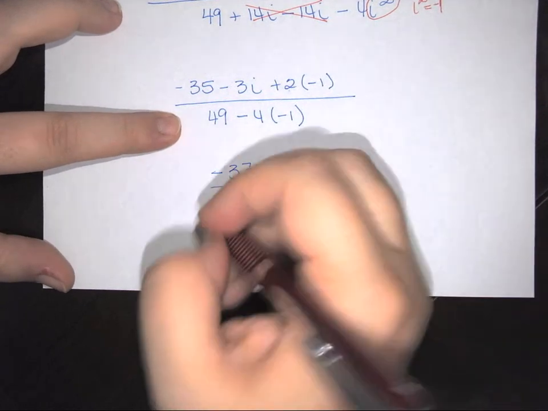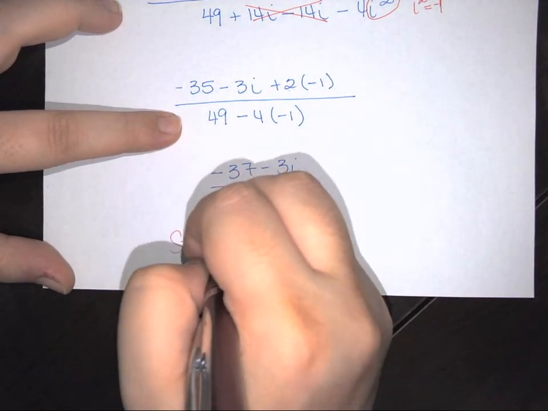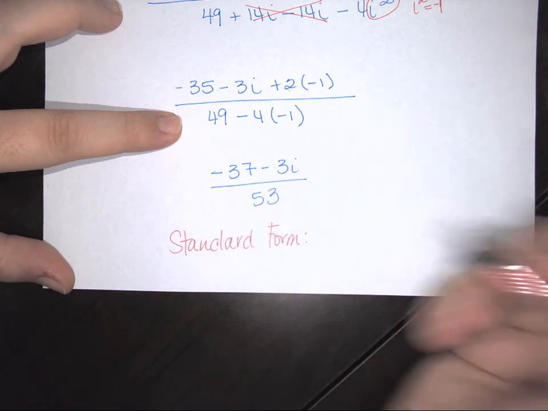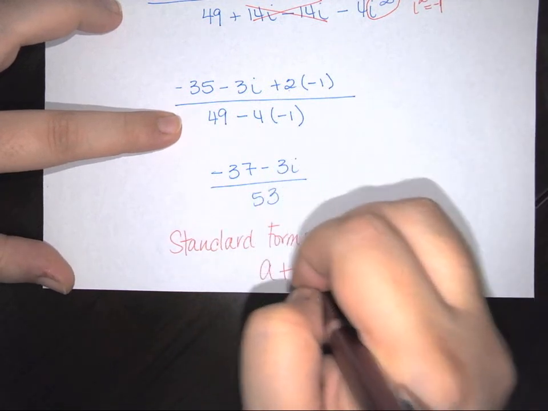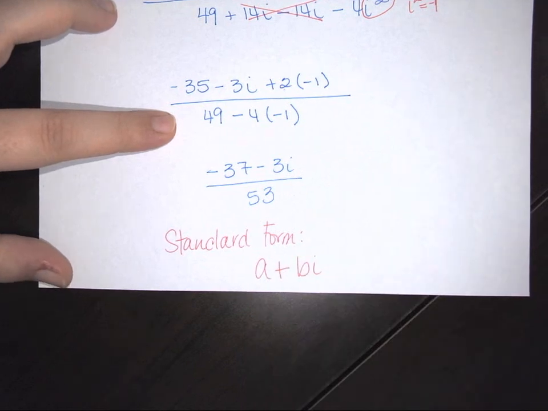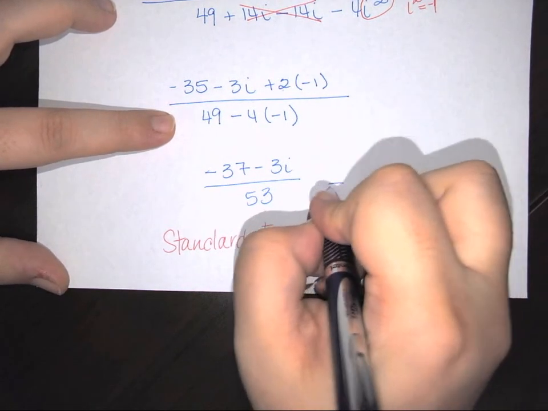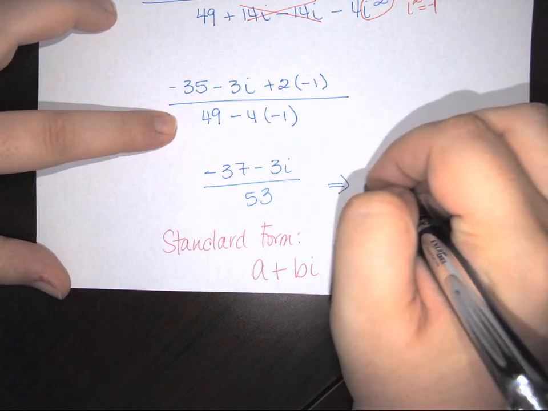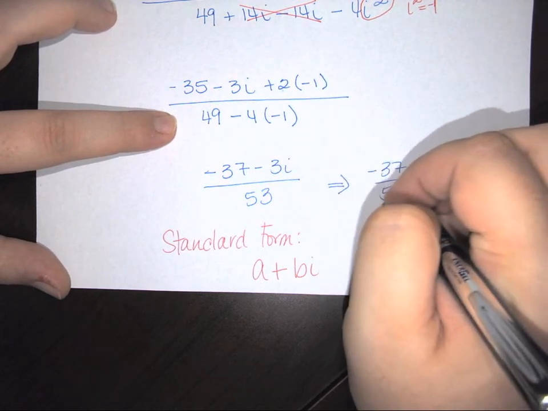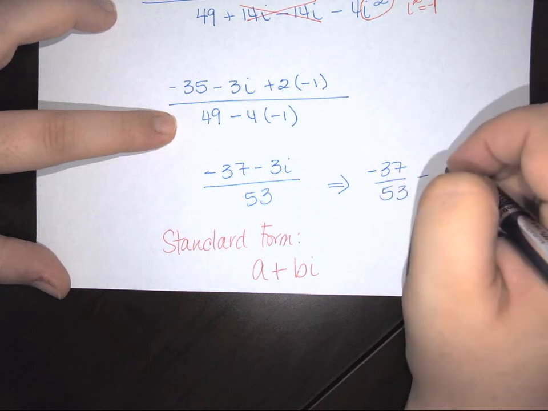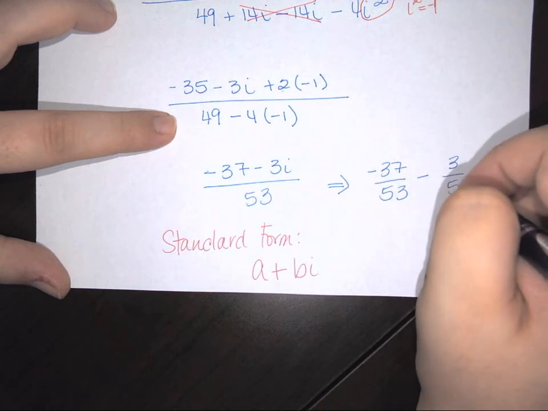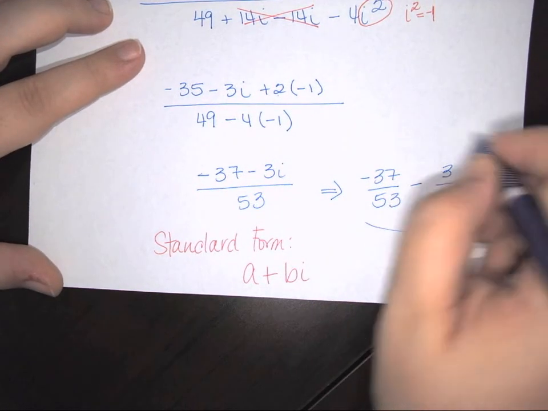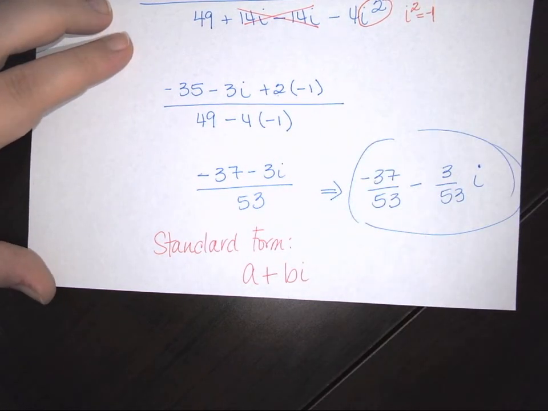Here we have to remember standard form, which says a plus bi. So once we figured out our fraction, we need to write it in standard form. So this is negative 37 over 53 minus 3 over 53i. And this would be our standard form.